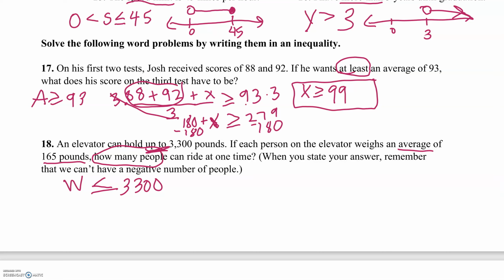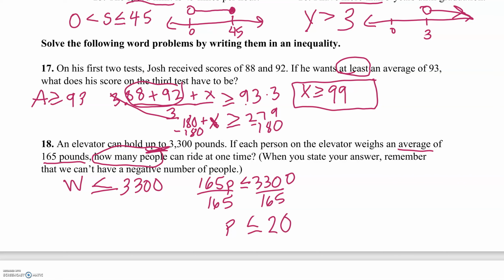But let's start solving. So I know I have 165 pounds for each of those people, so I'm going to multiply that by P for people. And I want that to be less than or equal to 3,300 pounds. And I'm just going to divide by 165, both sides of my inequality, and I have people. And what I get is less than or equal to positive 20.